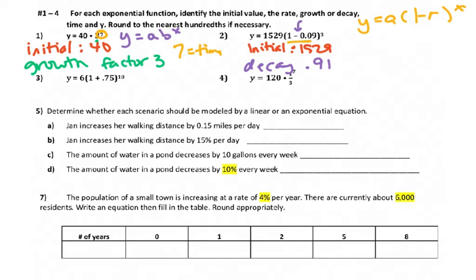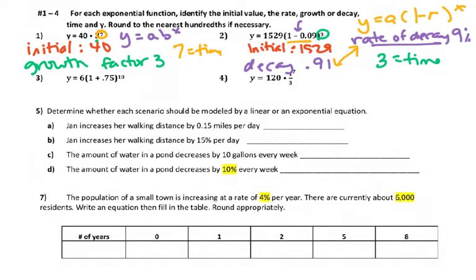That means that I'm going to have 91%. I just won't have 100%. I'll be losing 9%. This is something different, the rate of decay. So how fast is the decay happening? That's going to be 9%. So those two things are different right there. The rate of decay and the decay factor are two different things. And then how much time is happening? 3. So 3 equals time.